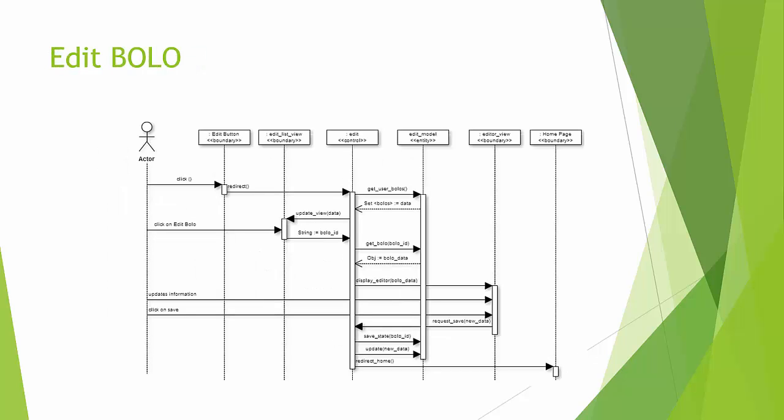Here we can see the edit BOLO sequence diagram. When the actor clicks on the Edit tab, the system displays all the BOLOs that he can edit. After that, he needs to choose which BOLO he wants to edit. The system will display the editor form, and the user will make the appropriate changes and then click on Save. Then the system will save the state of the BOLO for the history tracking and update the BOLO.